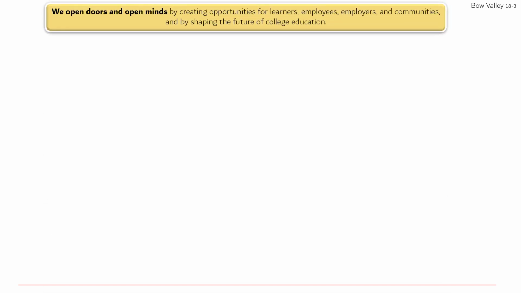So imagine this. Overall, our vision statement is we open doors and open minds by creating opportunities for learners, employees, employers, and communities, and by shaping the future of college education. And we're going to describe our strategy through four perspectives. Overall, our goal is to make stakeholders happy. And our stakeholders are the actual students, their employees, employers, but also the partners, investors that support us in our school, as well as the communities in which we operate and Campus Alberta, which is a virtual organization.